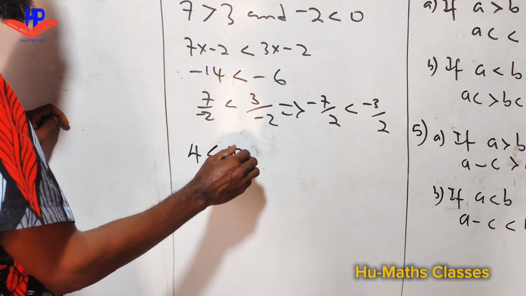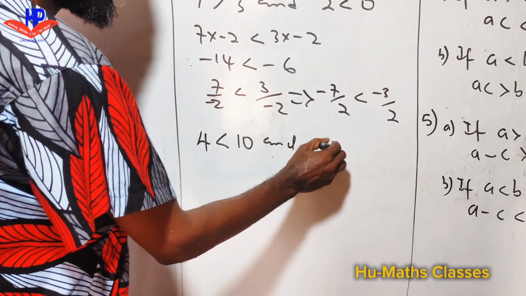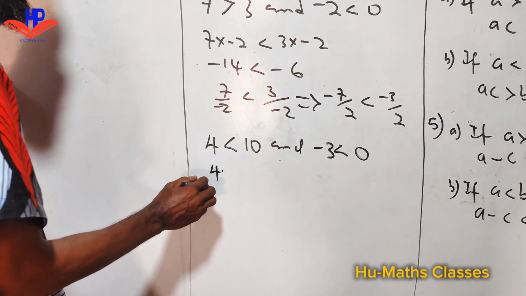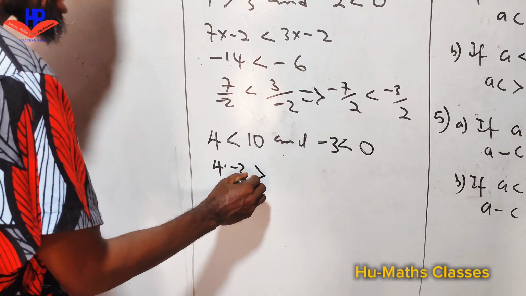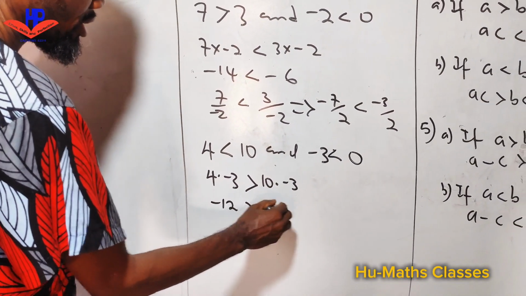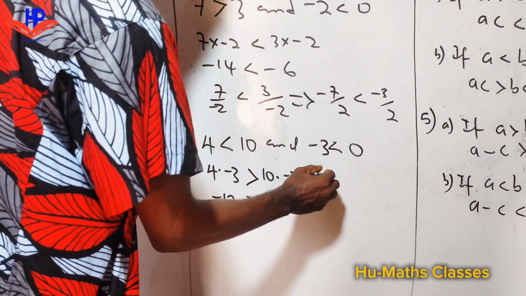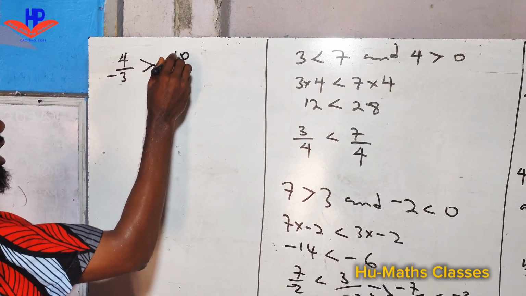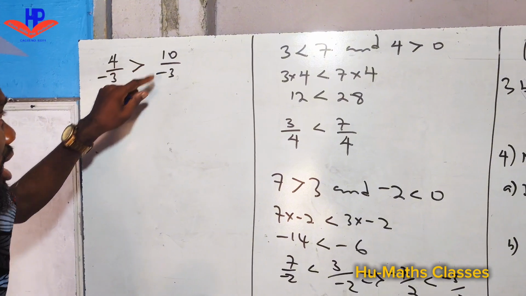less than 10 and minus 3 less than 0. So if you multiply 4 by, let me use dot as my times, if you multiply 4 by minus 3, the result will be greater than multiplying 10 by minus 3. That will give us minus 12 and minus 30. So minus 12 is greater than minus 30. If you divide both sides, 4 divided by minus 3 will still be greater than 10 divided by minus 3. So you'll have minus 4 over 3 greater than 10 over minus 3.